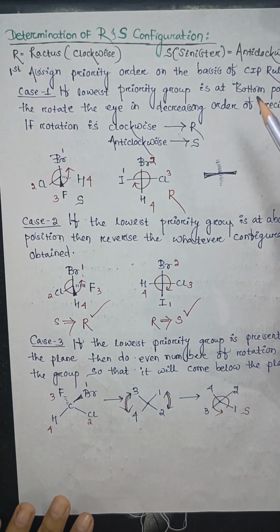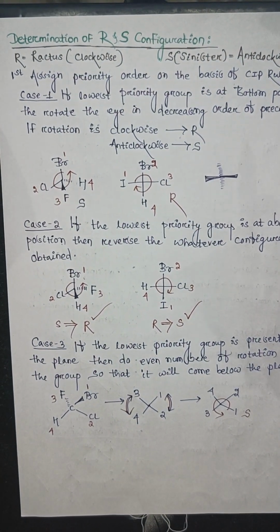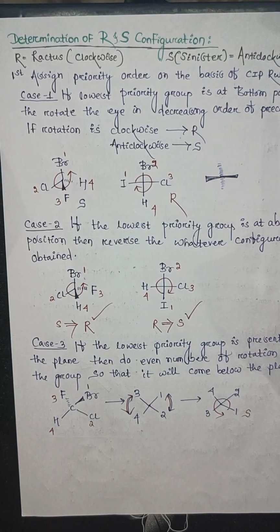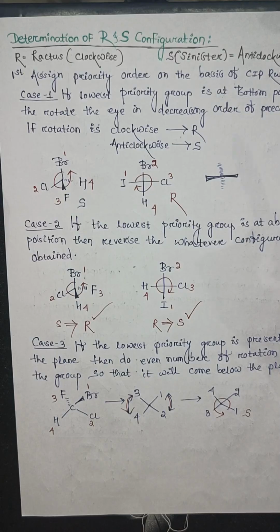First is case 1. If the lowest priority group is present at the bottom position, then rotate in decreasing order of priority. If the rotation is clockwise, then it is R. If the rotation is anti-clockwise, it is S.